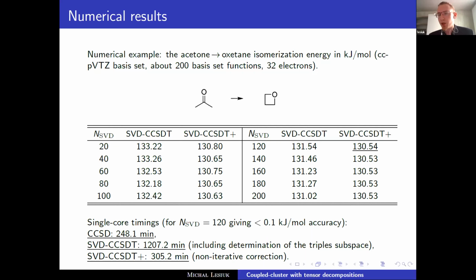So this correction can be used in two ways. First way is simply... It's time to conclude, Michał. Yeah, I know.